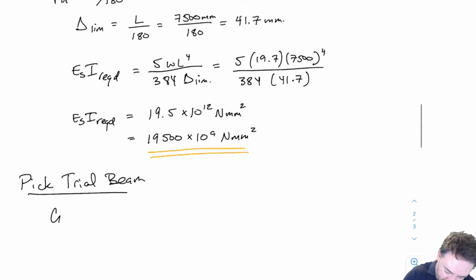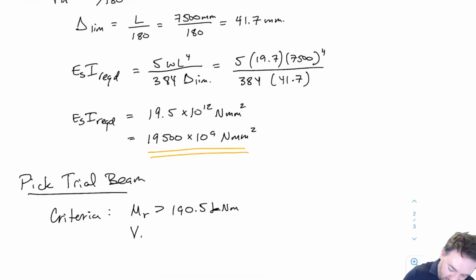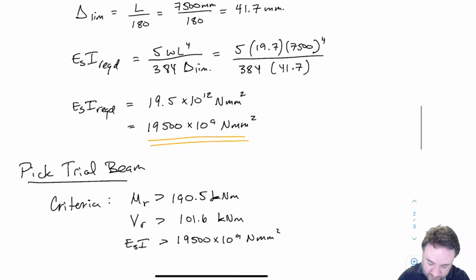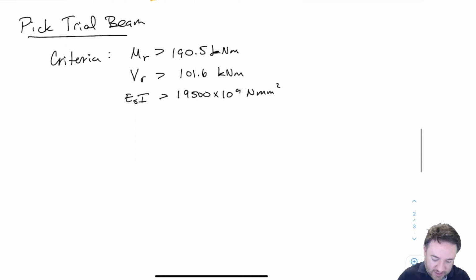And our criteria are, again, that MR is greater than MF, which is 190.5 kilonewton meters, and that our VR is greater than our VF, which is 101.6 kilonewtons, and that our ESI is greater than 19,500 times 10 to the 9 Newton millimeters squared. So we're going to basically go to our table and search for these.